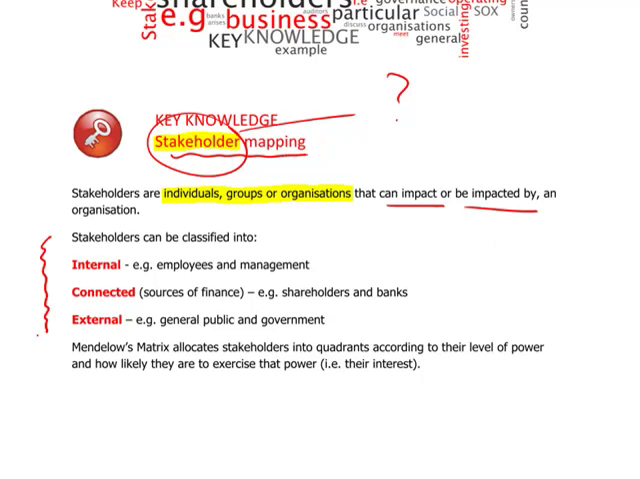We've classified stakeholders into three categories: internal, connected and external. Remember ICE: internal, connected, external. An internal stakeholder would be employees or management of an organization. If you're an employee, the company you work for, then you are a stakeholder for that company. Connected, you're connected if you provide sources of finance, and the examples here would be shareholders and banks. And external would include the general public as well as the government. So stakeholders are classified into three categories.